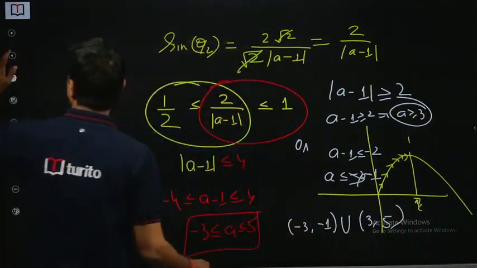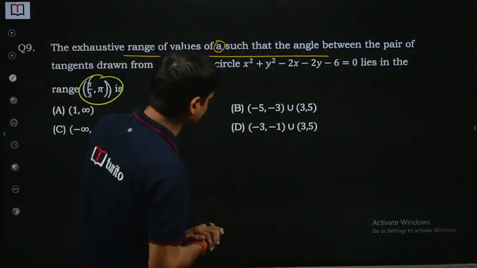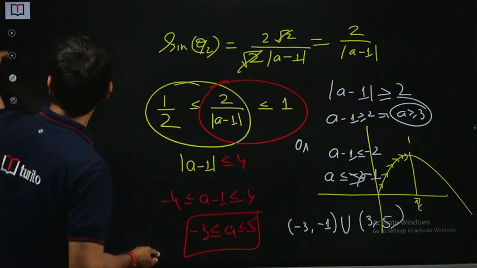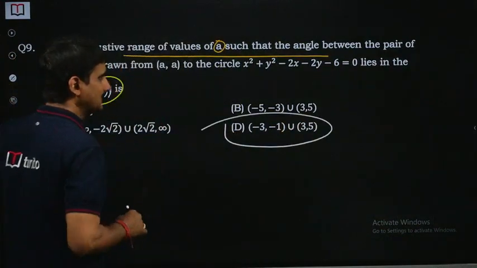Okay, so the angles are open, so it's an open interval. That's why I left it open. Minus 3 to minus 1 union 3 to 5. So D option is the correct option according to me.